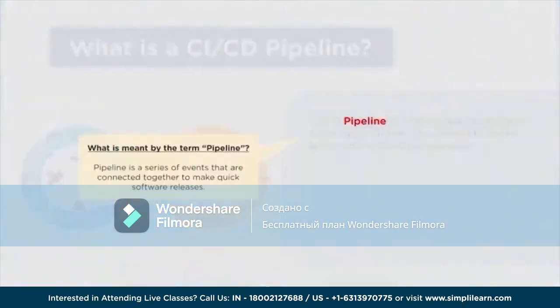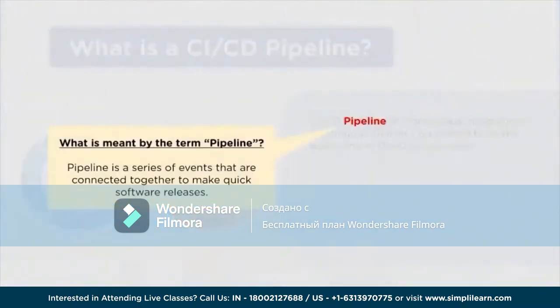So what exactly is the pipeline term all about? A pipeline is a series of events that are connected together with each other. It's a sequence of various steps, like typically when we talk about any kind of deployment, we have a build process where we compile the source code, we generate the artifacts, we do the testing, and then we deploy to a specific environment.